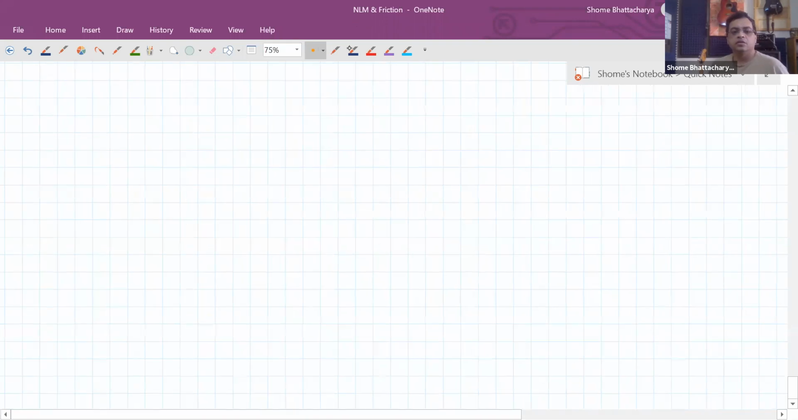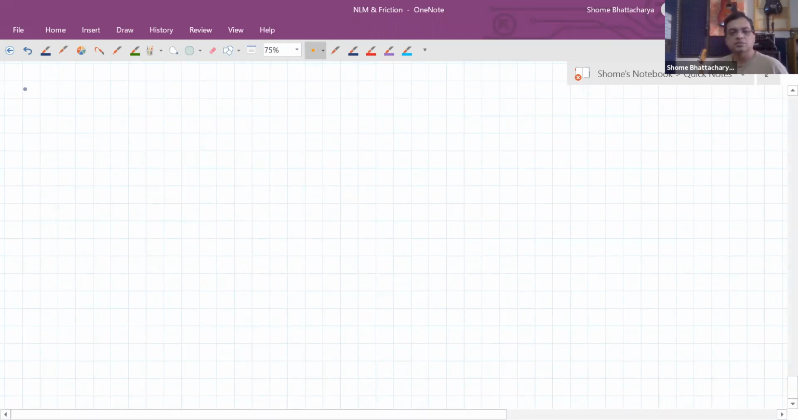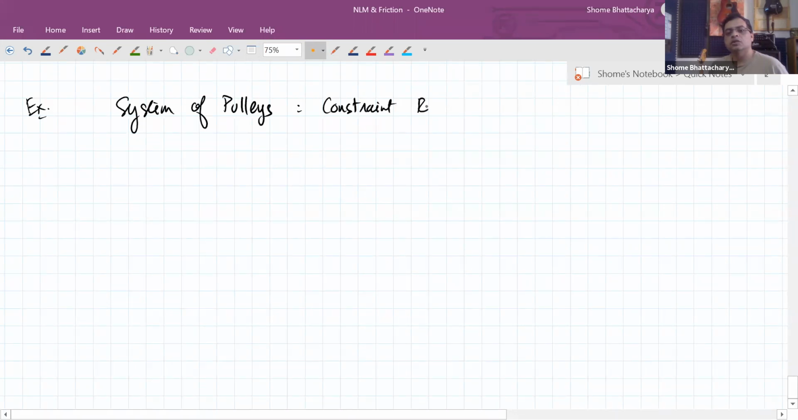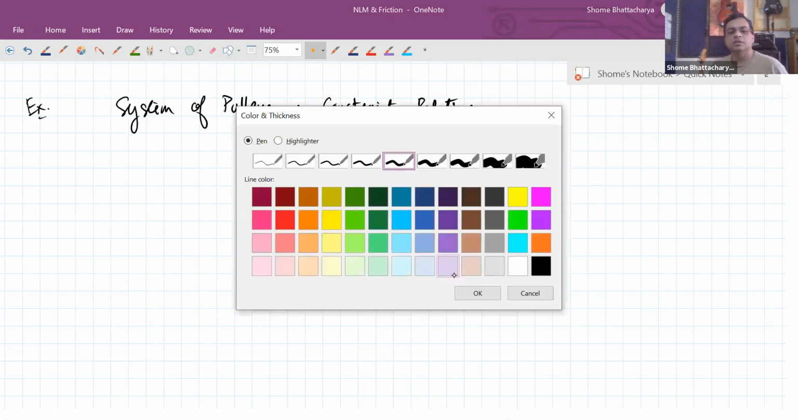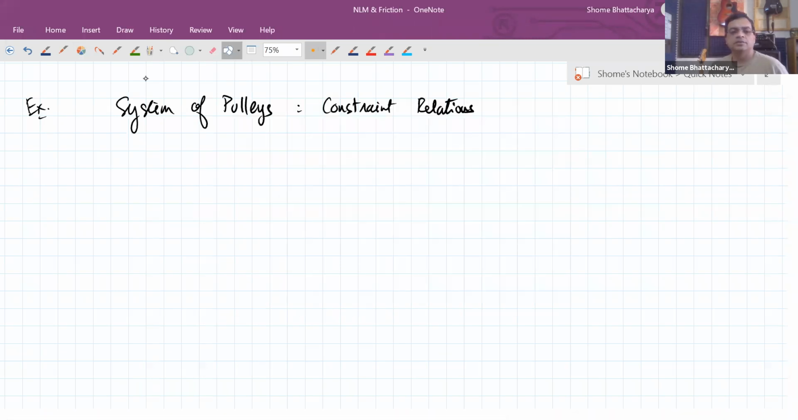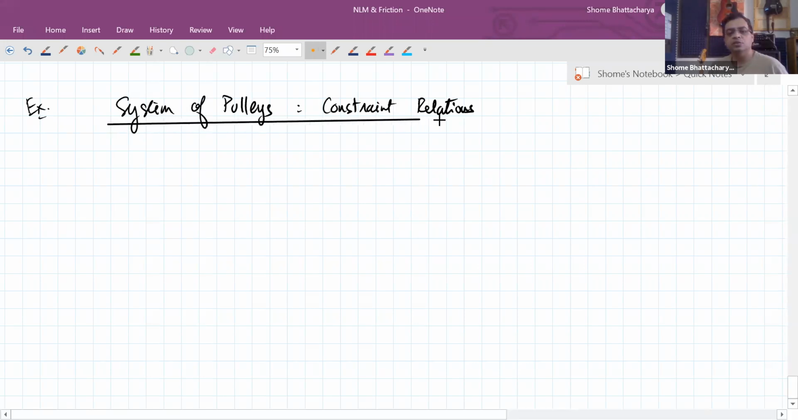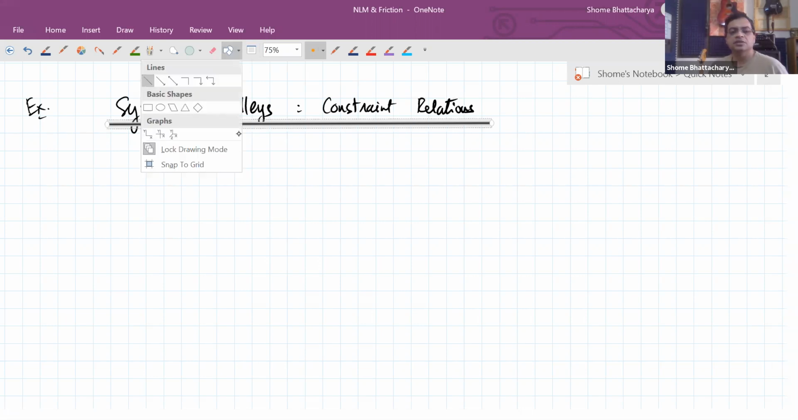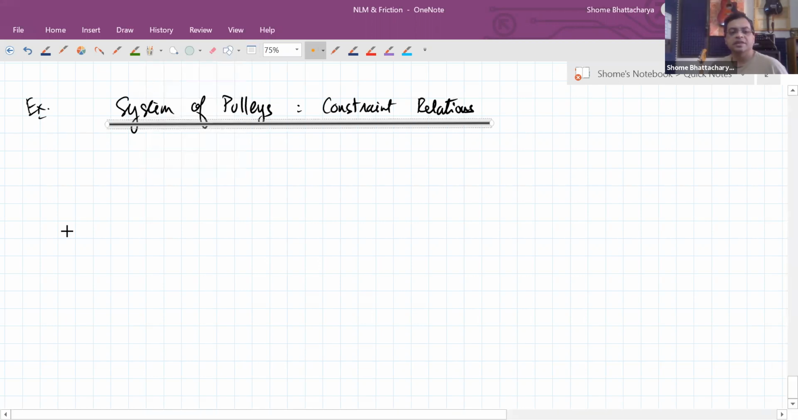Now, the next situation we will look at has a system of pulleys and constraint relation. So constraint relations will become important throughout mechanics for us in several different situations. And we will learn several different methods to work out the constraint relations. Here to begin with, we will see the simplest method, which is basically the thread length conservation method.